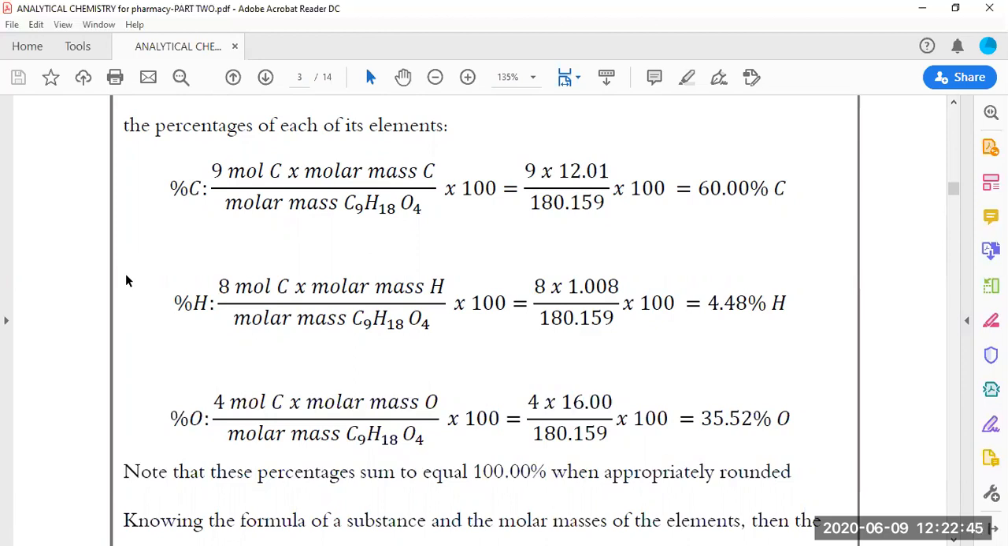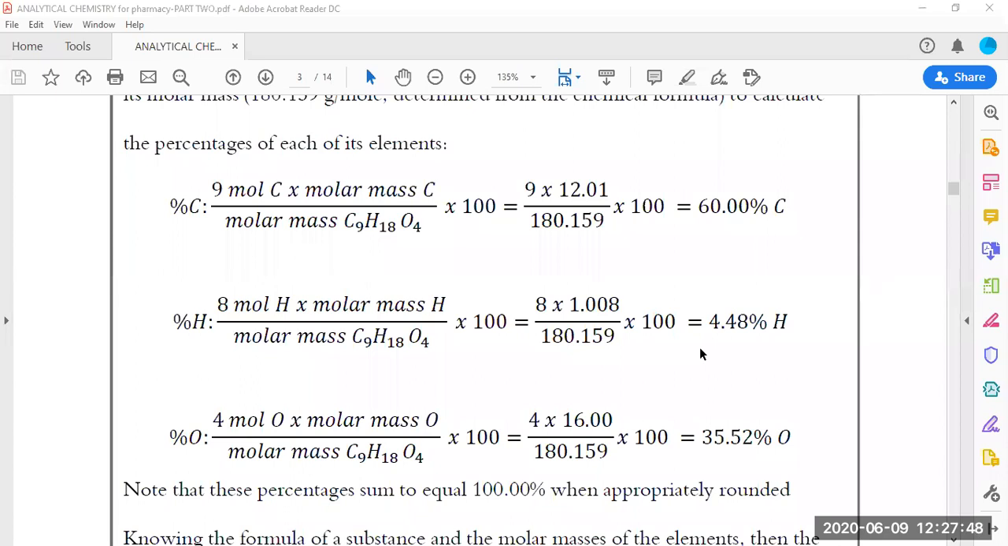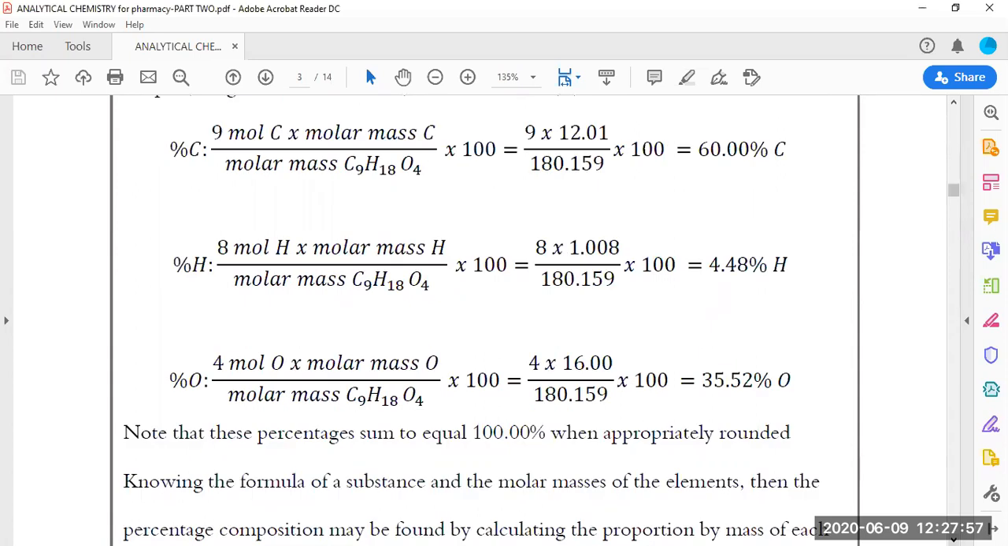And in a similar way for hydrogen, in this case we have 8. That should be H, sorry, that should be H, and that should be O. It doesn't matter. So the percentage of carbon is 60%, and the percentage of hydrogen is 4.48%, and for oxygen it is about 35.2%.